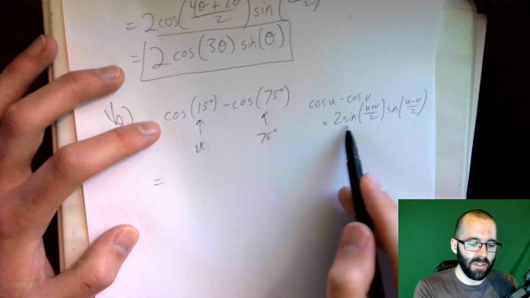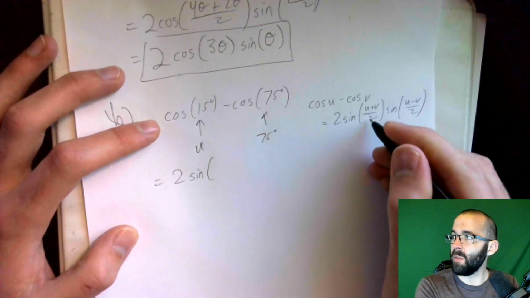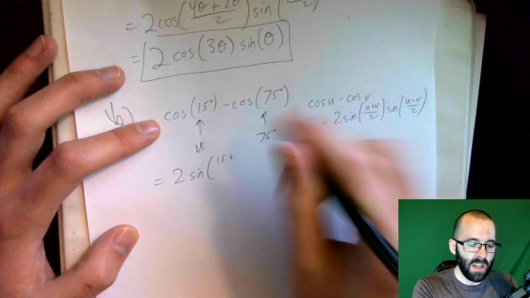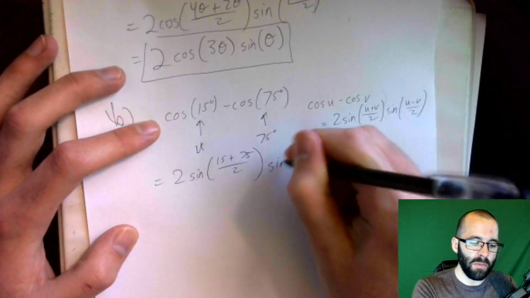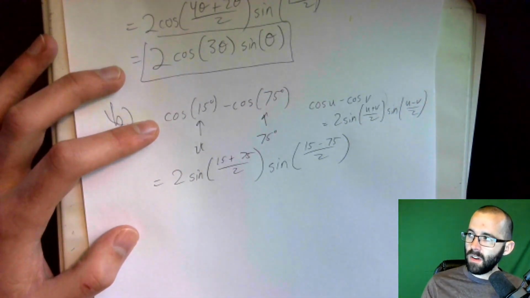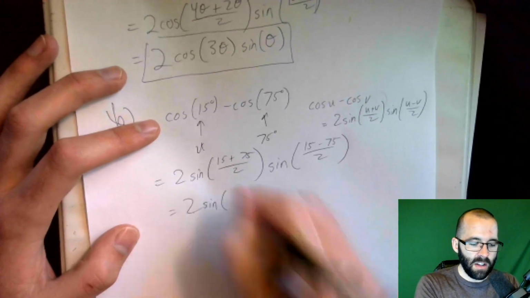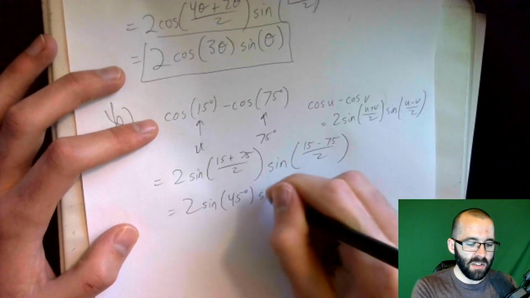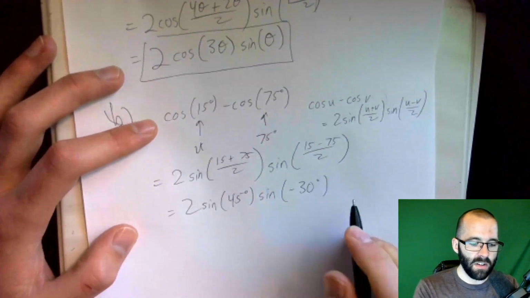Cosine u, cosine v. So it's going to be 2 times the sine of u plus v divided by 2, that's 15 degrees plus 75 degrees over 2, times the sine of u minus v, 15 minus 75 over 2. Okay, and now we just simplify. This becomes the sine of 90 divided by 2, which is 45 degrees, times the sine of negative 60 over 2, which is negative 30 degrees.